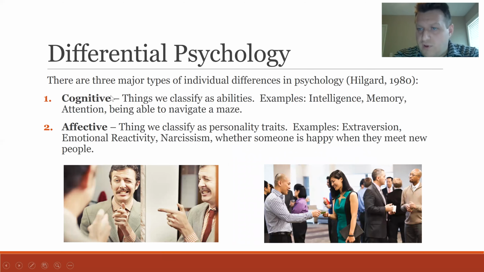Another type of individual difference is affective. Affective individual differences are things that we might call personality traits. So some examples of this are extroversion, maybe how emotionally reactive a person is, how happy they are when they meet new people, how often they like to try new foods. All of these are affective individual differences. The majority of this class, this is where we're going to be. We're going to be studying affective individual differences.